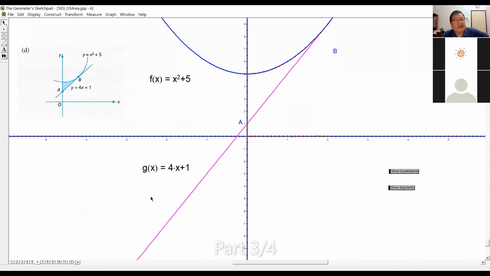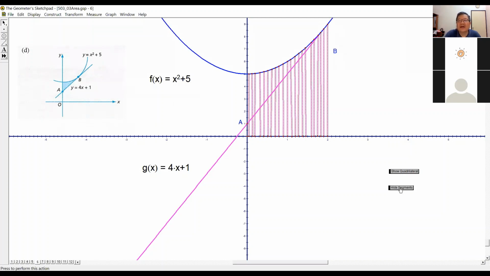Okay, question number 6 is like this. So this is the shaded area here. The shaded area is between the curve and the straight line and also the y-axis. So which one is it?